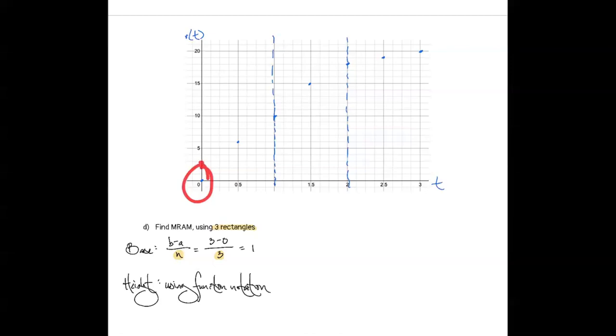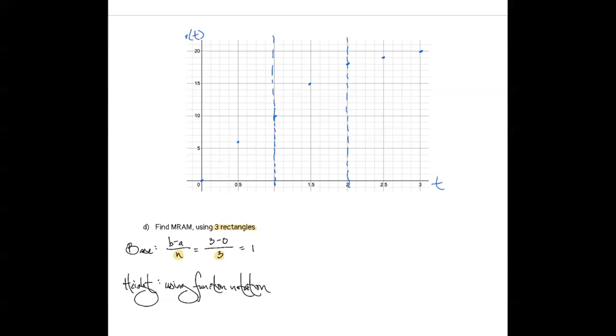Yeah, if I used f of 0, that would be LRAM. What if I used f of 1? What would I have? I would be using RRAM. So what should I use if I want MRAM? I have to use the height of the X value in the middle.